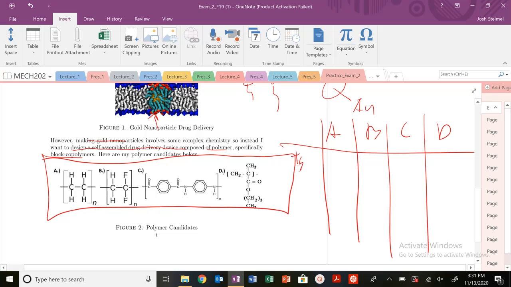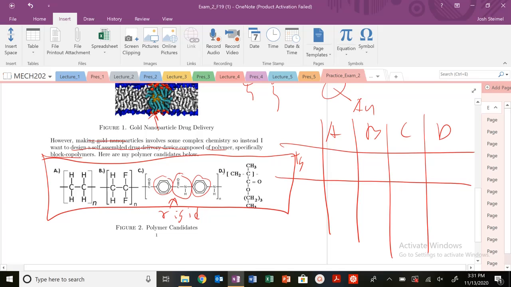So let's look at Tg. Which has the highest Tg? Well, if I look right here at C, I have these rigid, unsaturated carbon bonds, these double bonds, these aromatic rings along my backbone. So that's going to be very, very rigid. So rigid backbone, that's going to increase my Tg.